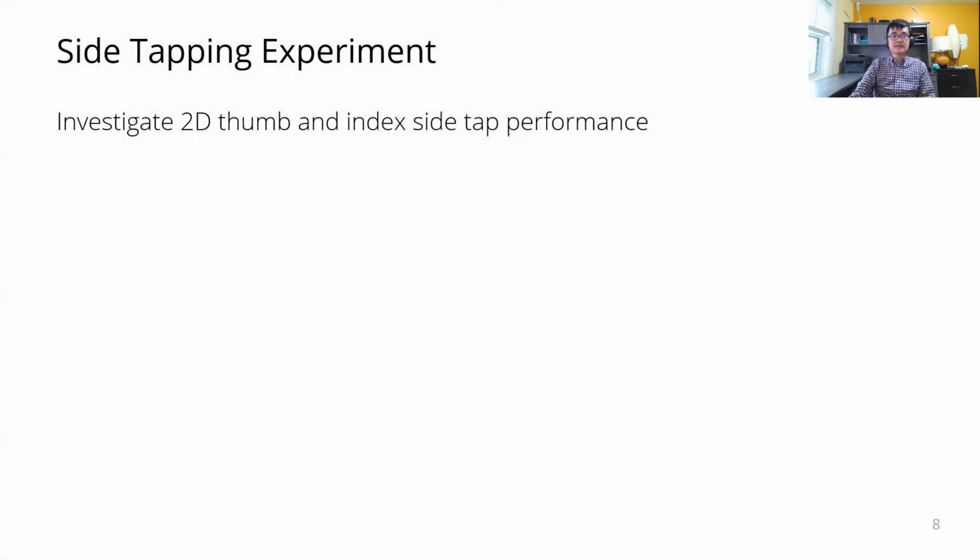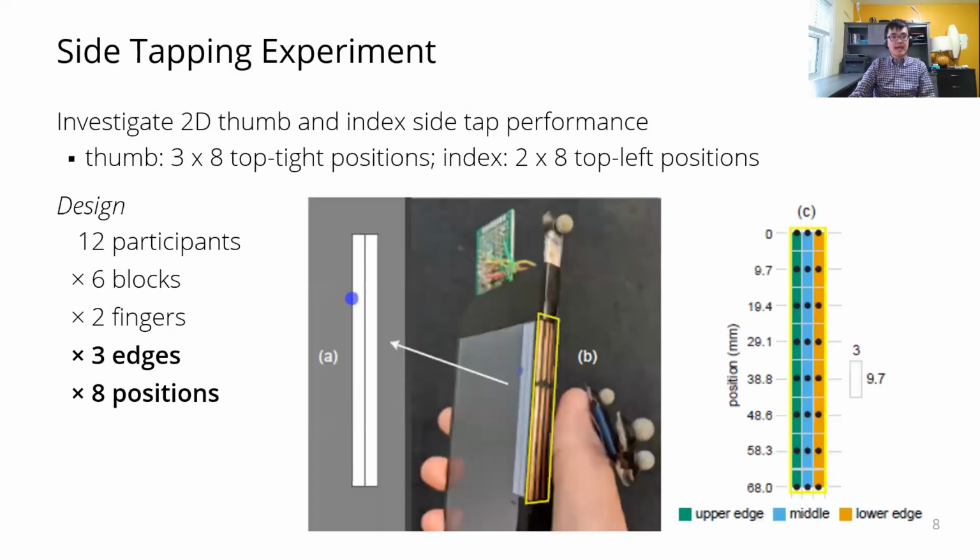Then we conducted a side tapping experiment to investigate thumb and index 2D side tap performance. We asked 12 participants to tap 3 edges and 8 positions with their thumb and index finger. Figures show the test locations and experiment interface. We combined the capacitive sensing with a motion tracking system to simulate touch events on the side of the phone. Our pilot test found touching the upper edge with the index finger was difficult, so only the lower edge and the middle were tested for the index.